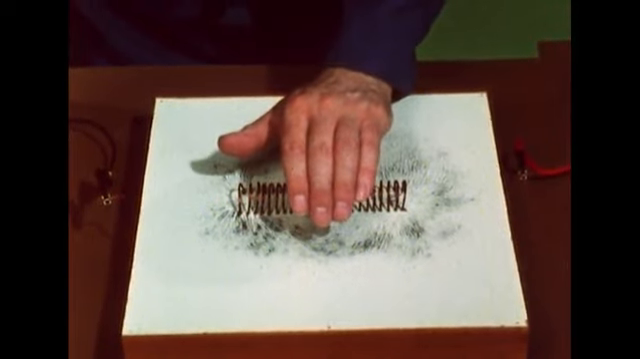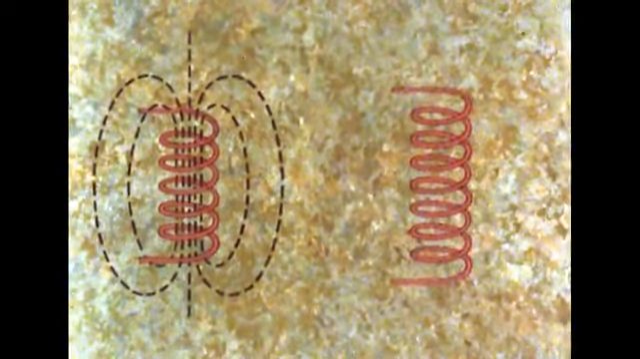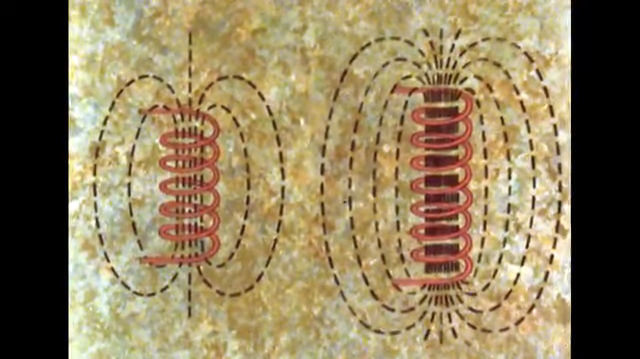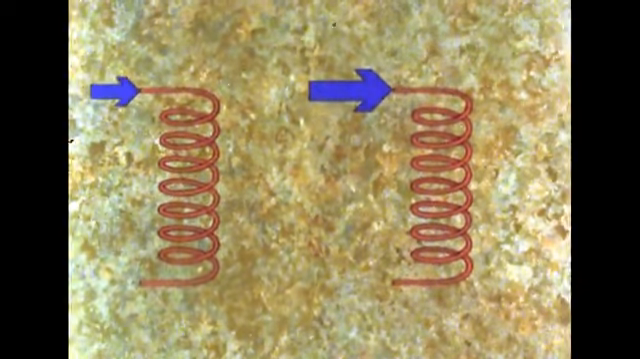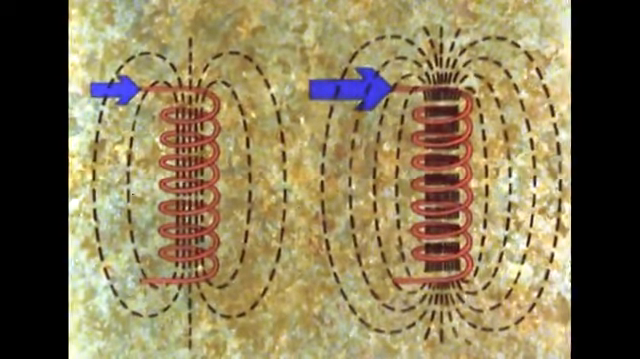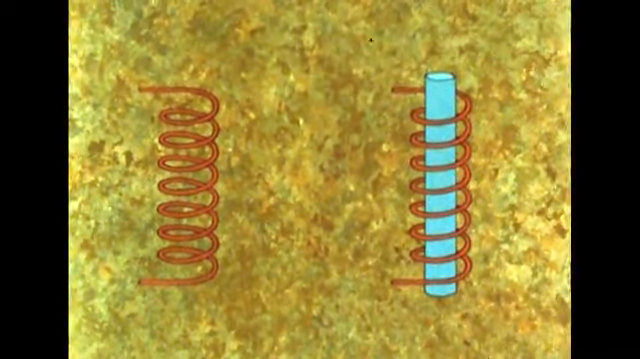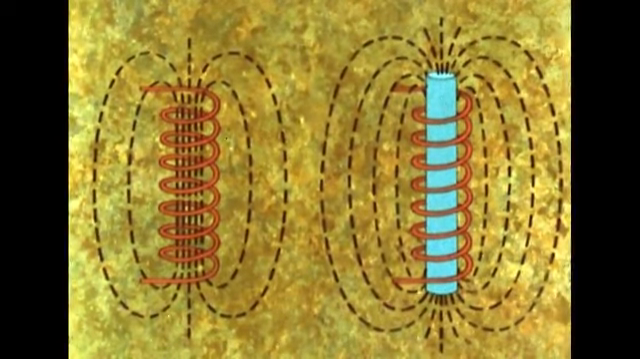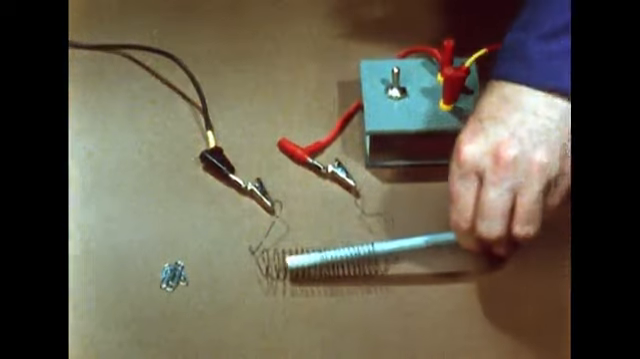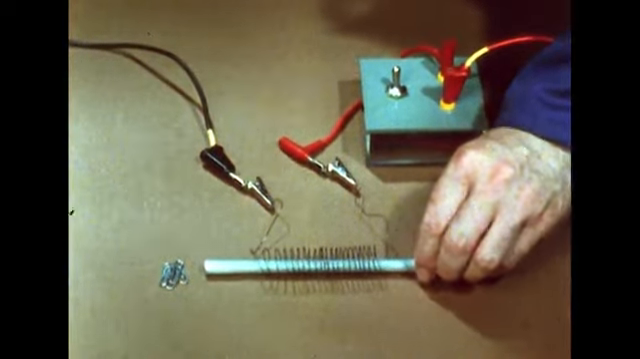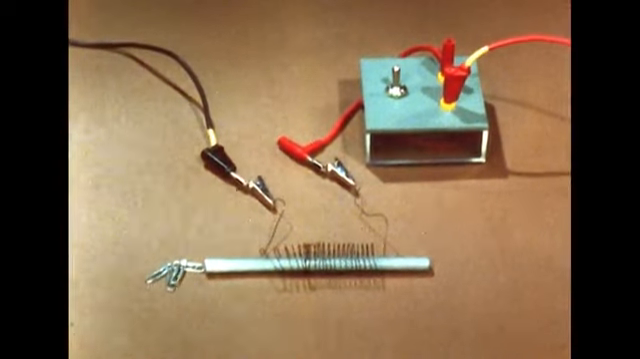Three things affect the strength of a magnetic field produced by a coil. First, the more turns there are in the coil, the stronger the field produced. Second, the greater the current flowing, the stronger the field produced. And finally, adding an iron core to the coil concentrates the lines of force into a stronger field. And we now have the device known as an electromagnet. Some of the strongest magnetic fields of all are produced by big electromagnets.